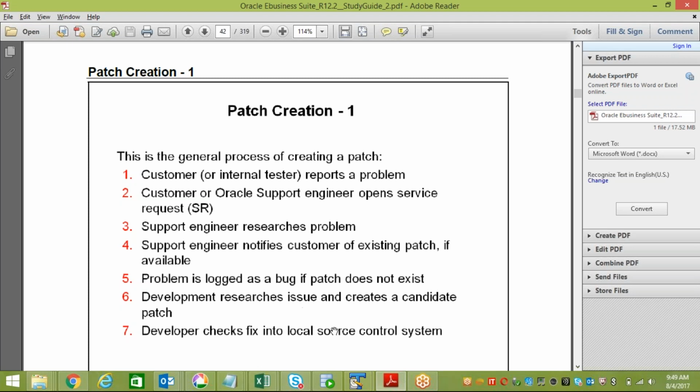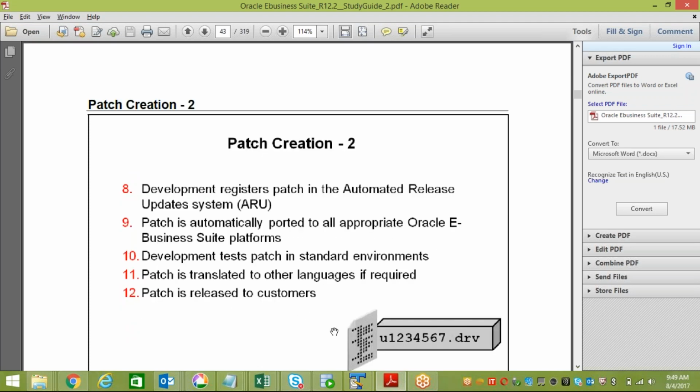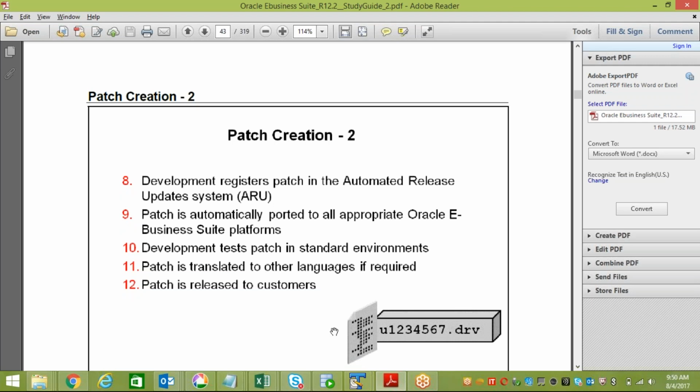So the developer checks the fix into the local source control system and the development ARU. Okay, so that is the Automated Release Update. There is a system inside that when you upload to it, automatically that will be reflected into the Metalink and you will be able to access it. Okay, so the patch is automatically ported to all e-business platforms. The development team tests the patch in the standard environment. The patch is translated to other languages if it is NLS. Okay, the patch is released to the customer. That is the sequence that basically happens.